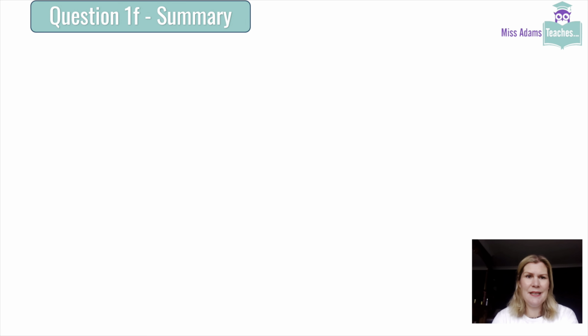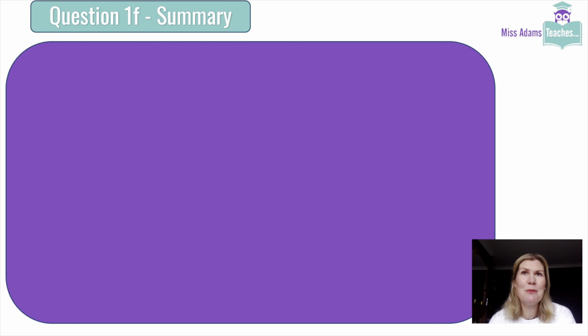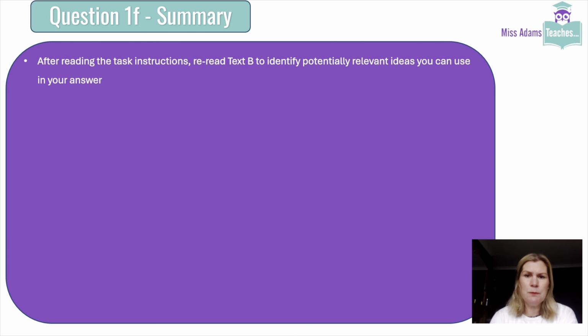Okay, biggie, 1F. Now, what you'll notice about 1F is actually it's all the same skills that we're using in 1A to 1E, but just in a longer format. So, first thing you're going to do, you've read the text, you're going to read the question again, and then you're going to go back through the text and identify the ideas that you think potentially are relevant for you. So that might mean, for example, popping an underline or a highlight through them.